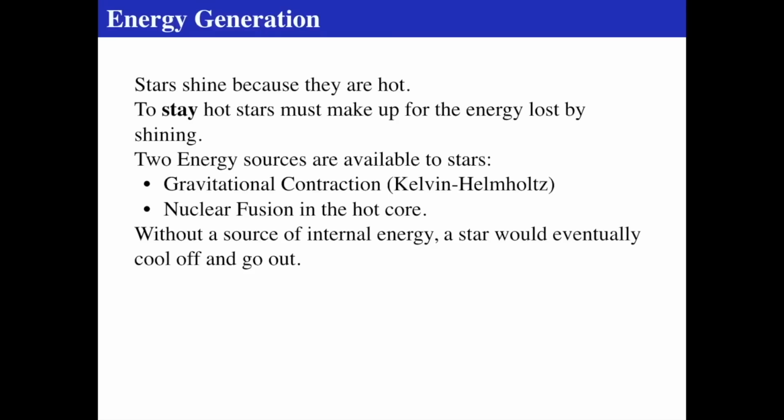So stars shine because they're hot, and to stay hot, they have to make up for the energy lost. There are two ways. First, gravitational contraction, which still does occur, but nuclear fusion keeps it hotter because now we have a pathway to get energy out of the sun. And that nuclear fusion solves the age problem that came up in the middle of the 19th century and would have made Lord Kelvin shake his head. So that's what we've got, the age of the sun.